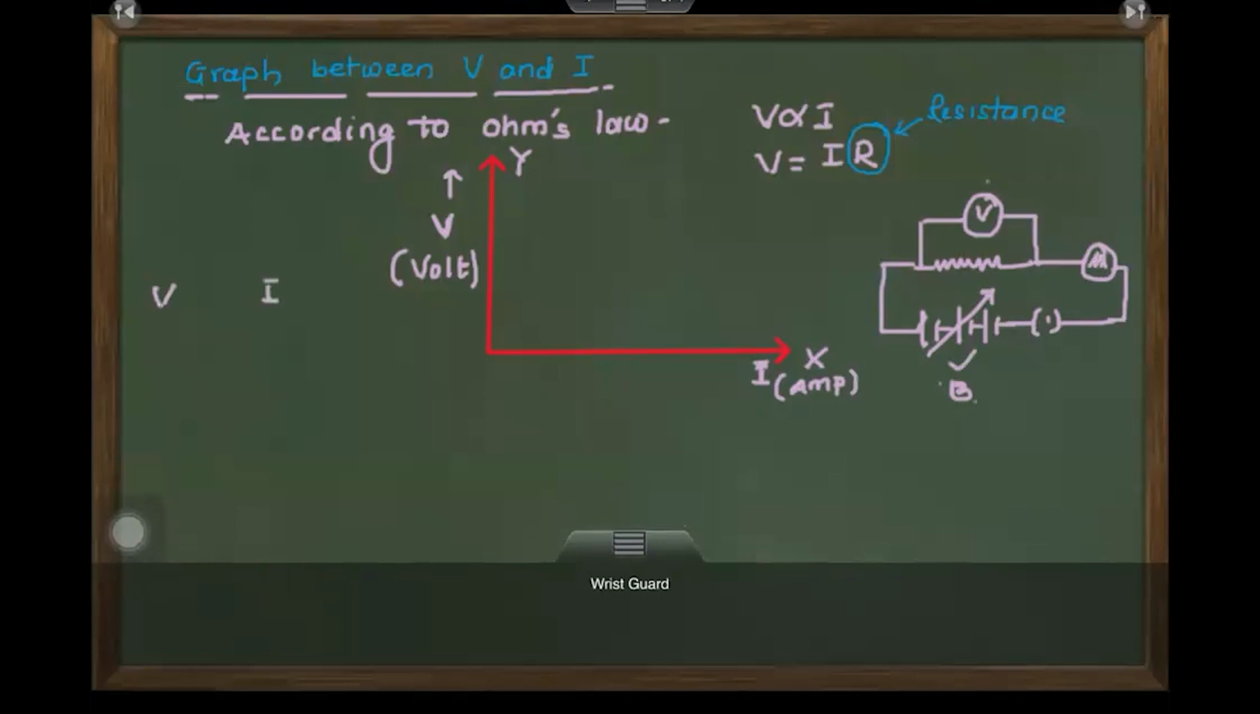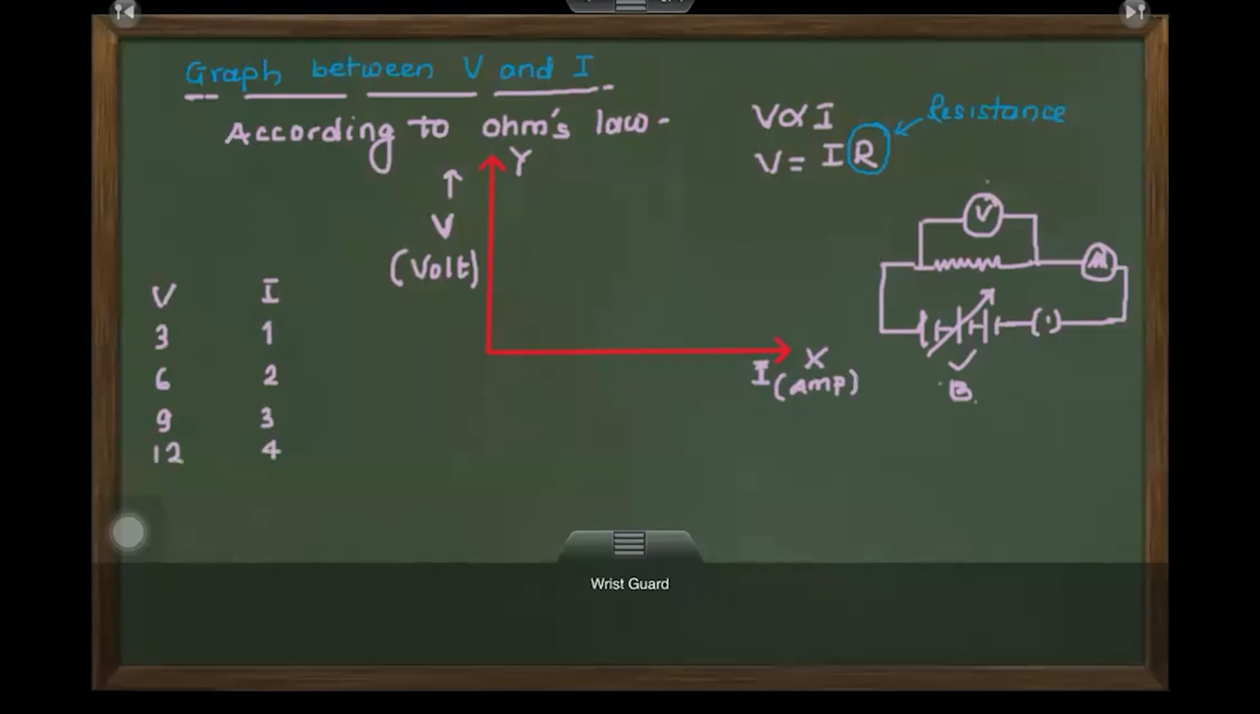I had taken one example. Suppose 3 volt is this one, then 1 ampere current, then this one becomes 6, then this one becomes 2 ampere. When you increase this voltage, 3, then 6, then 9, proportionally the current will increase. When this is 12, then this one will be 4.